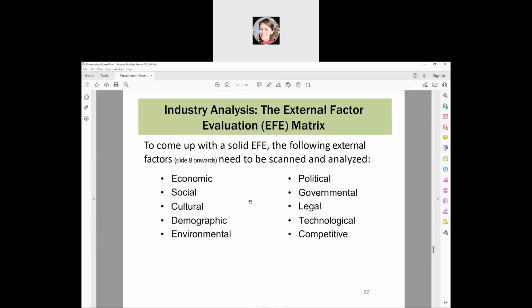So what I'm suggesting here is that as you read your chapter 7, pay attention to how you define or understand what economic is, what social is, culture, demographic, and so forth. Make sure to go read each and every one of these and try to understand.